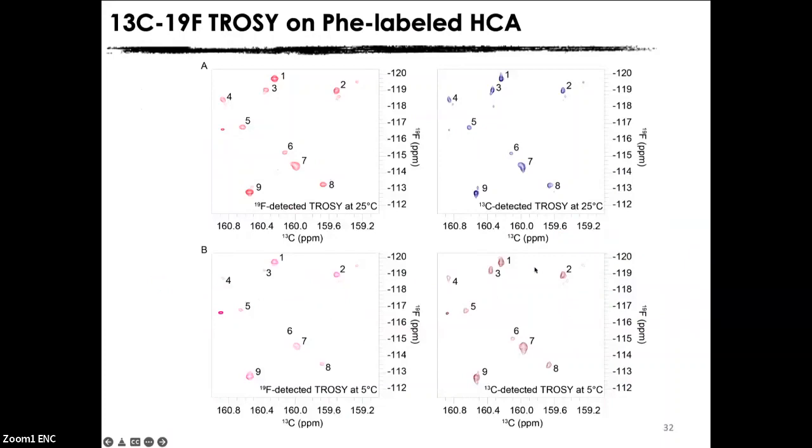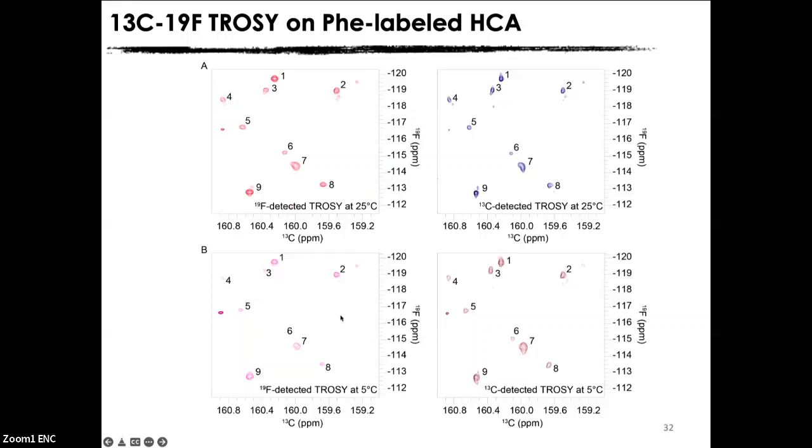Now, here is a beautiful spectrum again, where we now switch to a sample of human carbonic anhydrase. And here's a beautiful spectrum of the phenylalanine TROSY, at both fluorine-detected and carbon-detected. At 25 degrees and 5 degrees, we still see very beautiful peaks.